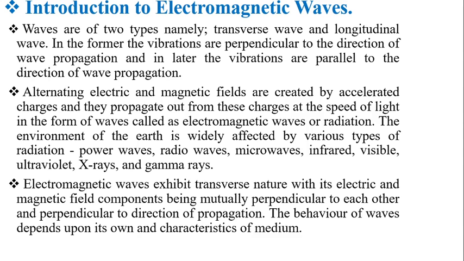Alternating electric and magnetic fields are created by accelerated charges, and they propagate out from these charges at the speed of light in the form of waves called electromagnetic waves or radiation. The environment of the earth is widely affected by various types of radiation such as power waves, radio waves, microwaves, infrared, visible, ultraviolet, X-rays and gamma rays.